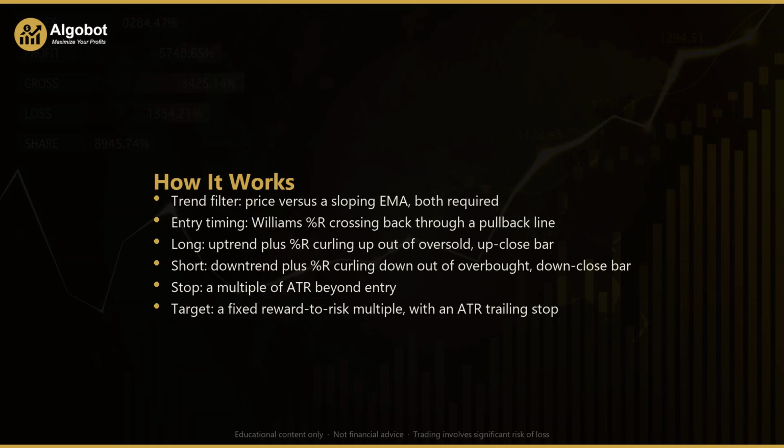Now let's cover risk management, which is all based on average true range, so it self-scales to any symbol or time frame. The initial stop is placed a multiple of ATR beyond the entry, below price for a long and above price for a short. The take-profit target is set as a fixed reward-to-risk multiple of that stop distance, with a default of 1.8. Finally, once a trade moves into profit, an ATR trailing stop ratchets the stop in the trade's favor and never loosens it, aiming to lock in gains if a trend runs while still leaving the target room to be reached. Only one position is held at a time, and a spread gate skips entries when trading costs are unusually high.